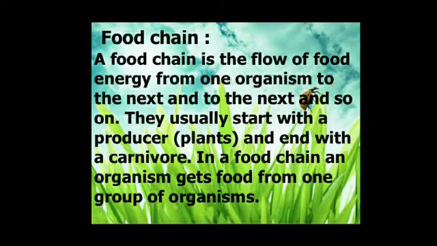As you know, in the living world, each living organism is dependent on other living organisms for their survival. So a food chain is the flow of food energy from one organism to the next and to the next and so on. Basically, a food chain is 3 or 4 steps. A food chain usually starts with a producer, that is a plant, and ends with a carnivore. In a food chain, an organism gets food from one group of organisms.